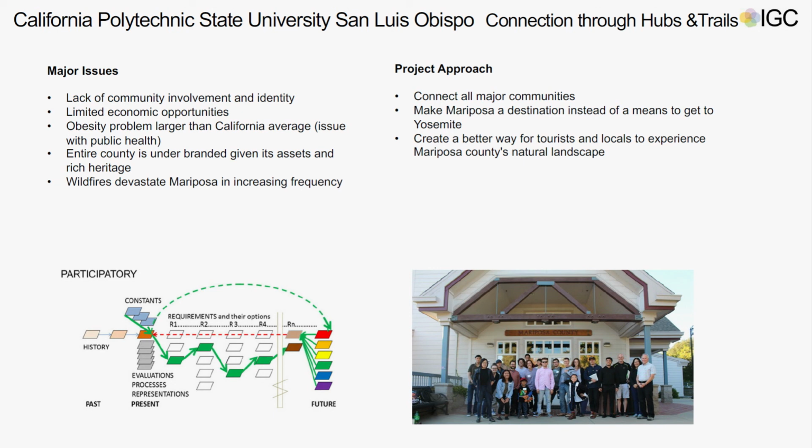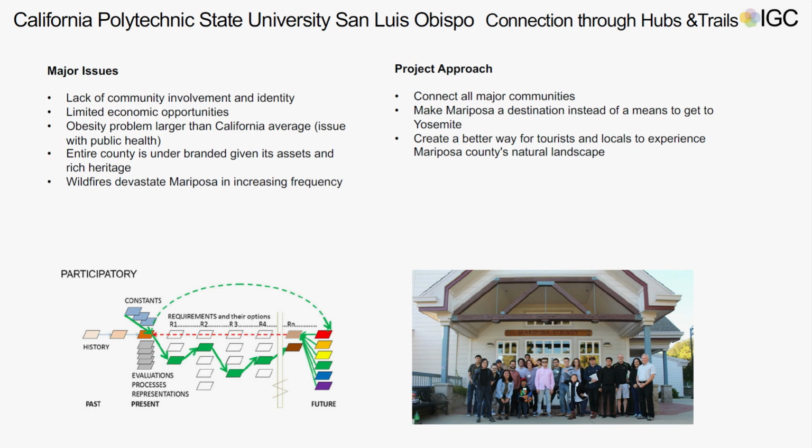And in addition, as I'm sure you learned about yesterday, wildfires are also really present in Mariposa, and though that's not the focus of the project, that's also something we want to take into account. So after talking with people from Mariposa, the residents, and some of the public agencies at a workshop, we decided the project approach should be to connect all the major communities, to make Mariposa more of a destination instead of a means to get to and from Yosemite in order to bolster the tourist economy and create a better experience for tourists and locals to experience the natural beauty that's so undersold.